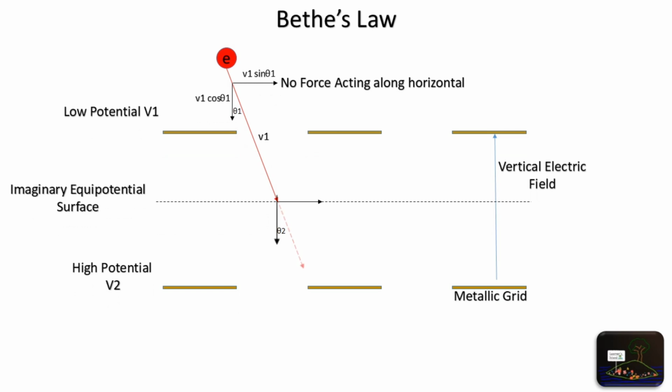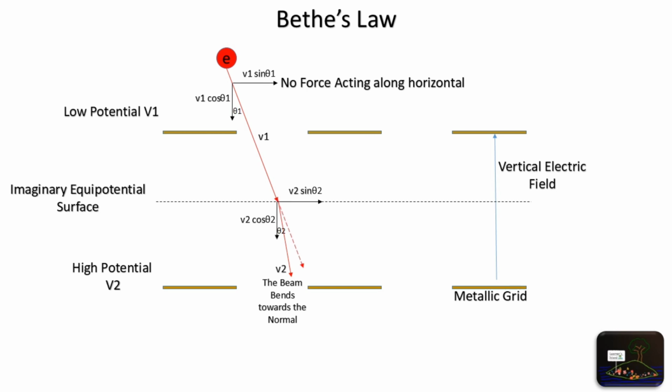This vertical electric field will act on the vertical component of the velocity of the electron, making it accelerate along the vertical direction, causing an increase in the y component of velocity, while the x component remains the same, as there is no force along x. As the y component of velocity has increased, but the x component remained the same, the resultant velocity shows a shift towards y, which makes the beam bend towards the normal. This is Bethe's law of electron refraction, like light refraction.